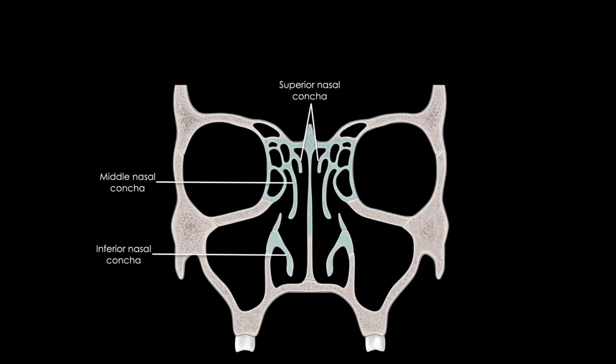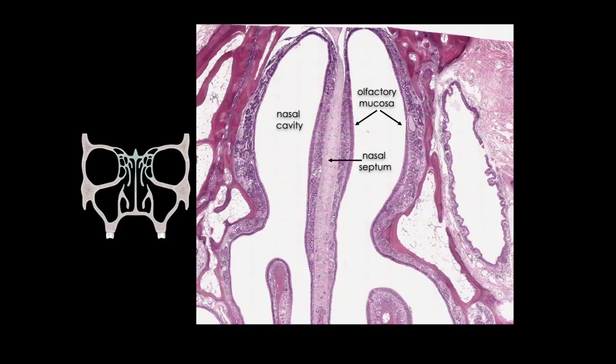Now in this image, you can see all three of these conchae labeled. And in this H&E frontal section, we can actually identify the bone of one of the concha covered in olfactory mucosa, which is lamina propria and olfactory epithelium, and we're going to look at this in more detail in just a few minutes.